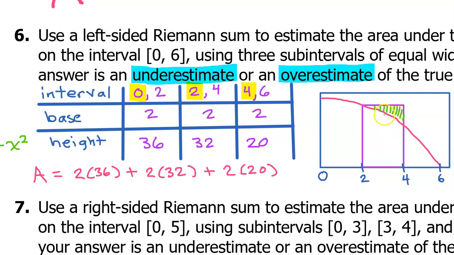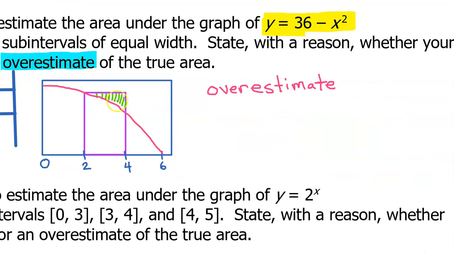This is an overestimate. You don't need to memorize which methods will give you an overestimate and which methods will give you an underestimate, because you can just quickly draw a picture like this one and look at it and see, oh look, this is an overestimate. But what about the justification? If you want to be able to state the reason, you will have to memorize one thing.